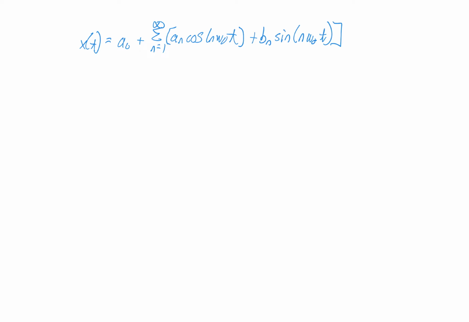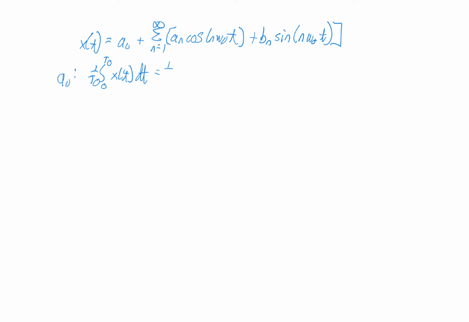Well, since A0 is a DC offset, in order to get that from x of t, what we're going to do is take the function and integrate it from 0 to T0. We're going to take x of t and do that. And then we'll divide by the width of the integral. So that's going to be the DC average. And then we substitute in the definition for x of t with all its terms.